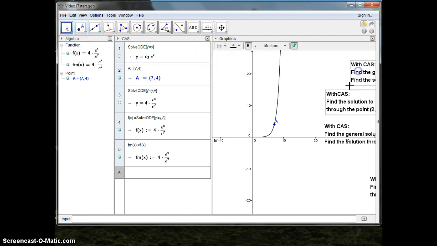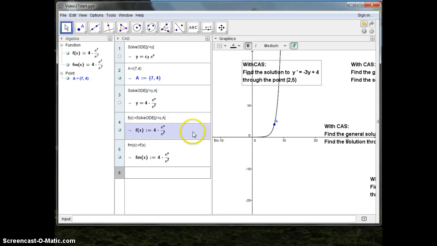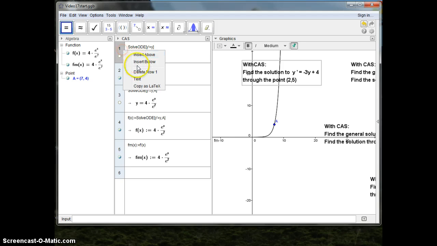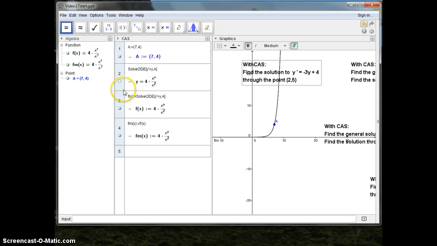Away with that one and up with that one. Find the solution to that one. Okay, I could change my point here. I don't have to change everything, but I'll take away some of it. Delete row 1, I didn't use that one. Delete row 2, I didn't use that one.